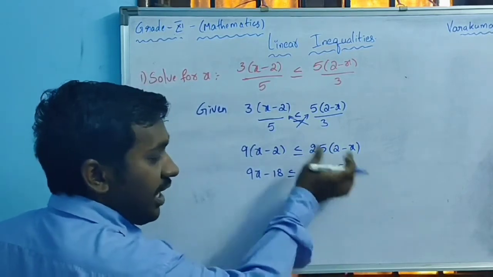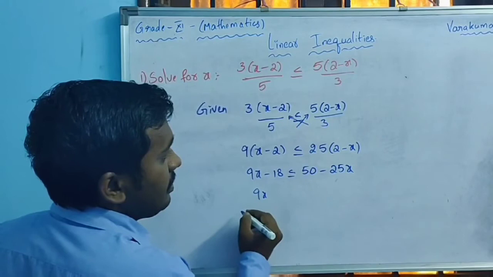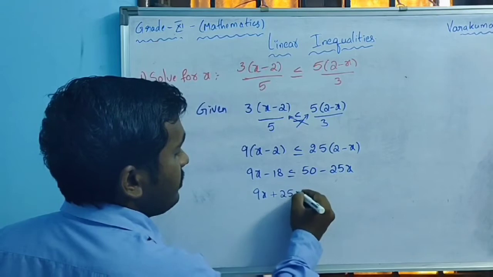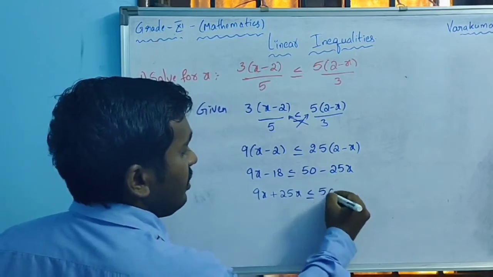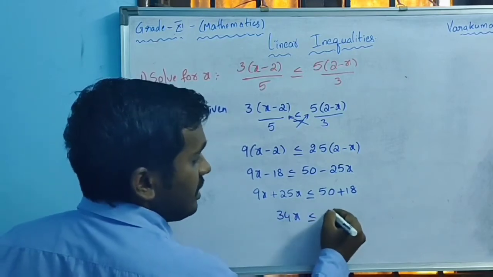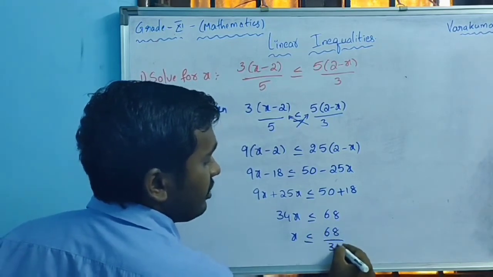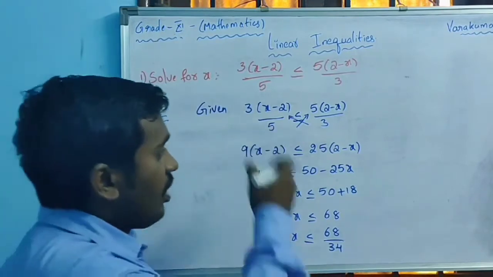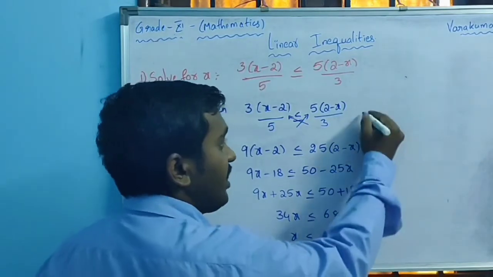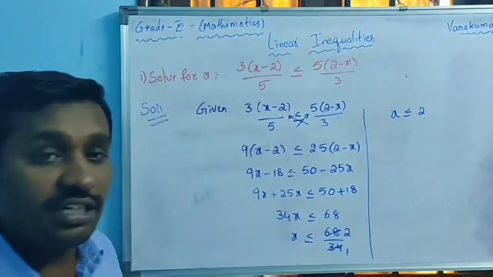Now this 25x you carry to this side. So if you carry it here, 9x plus 25x less than or equal to 50 plus 18, which is 34x less than or equal to 68. So x less than or equal to 68 divided by 34. You have already learned these steps. Now 34 ones are 34, 34 twos are 68. So what is the value of x? x less than or equal to 2.